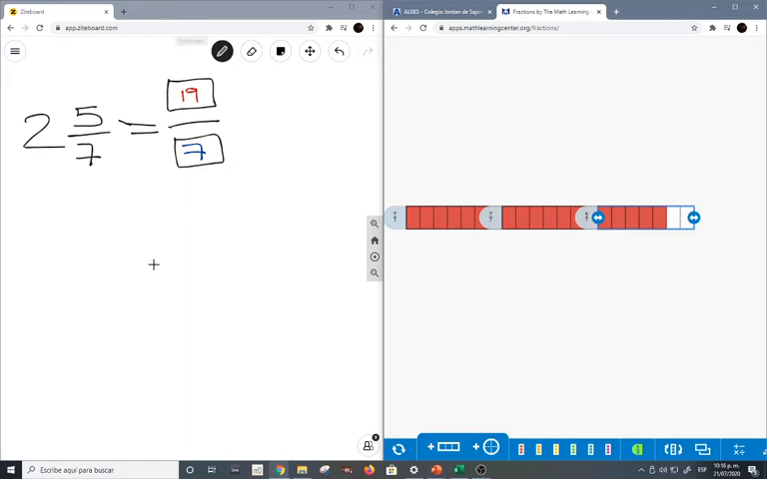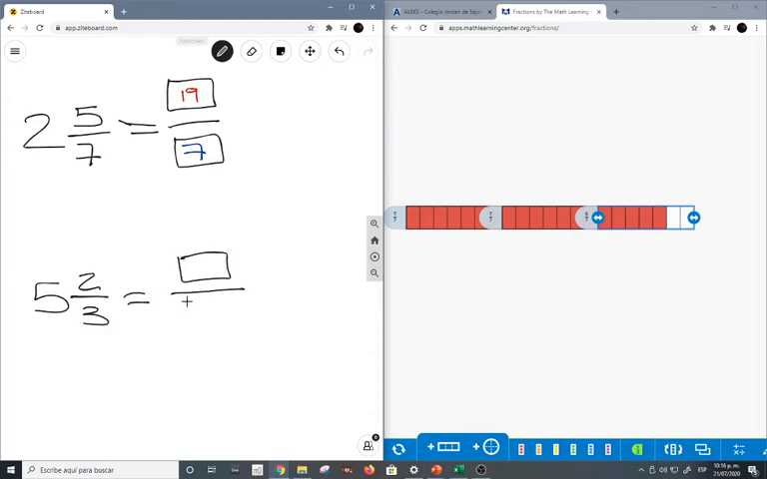Let's do it with another example. Let's say that we want to transform 5 wholes and 2/3 to an improper fraction. So remember the process that we did first. We multiply the big number times the denominator, and then we make an addition of that result with the numerator. So let's do it. 5 times 3 is 15, and 15 plus 2 is 17. Okay?